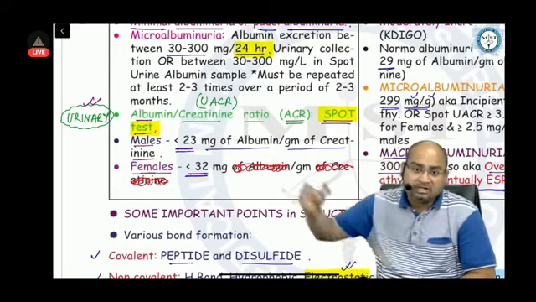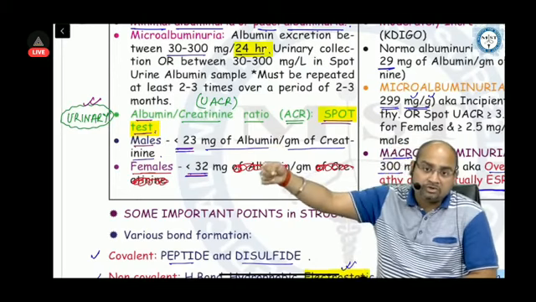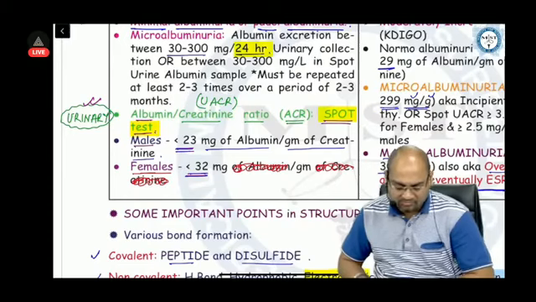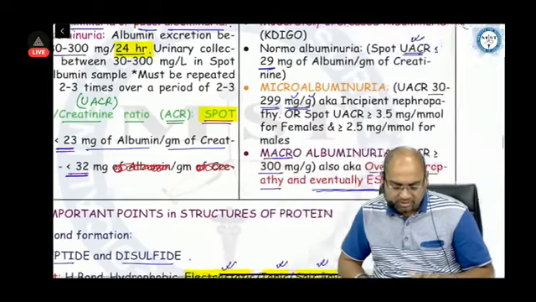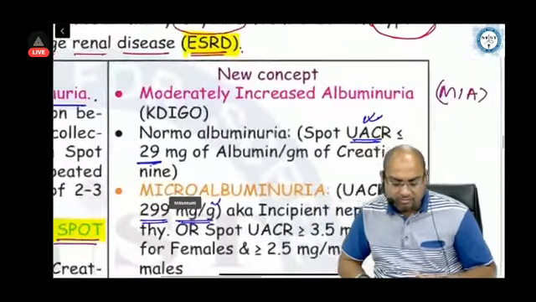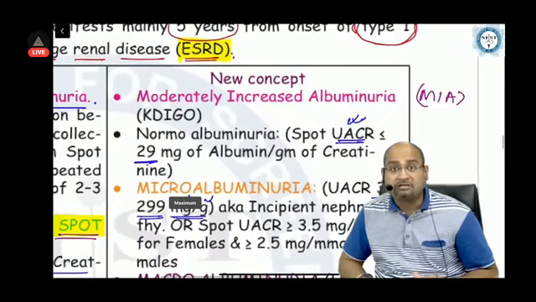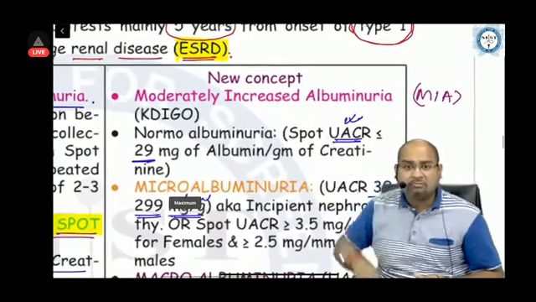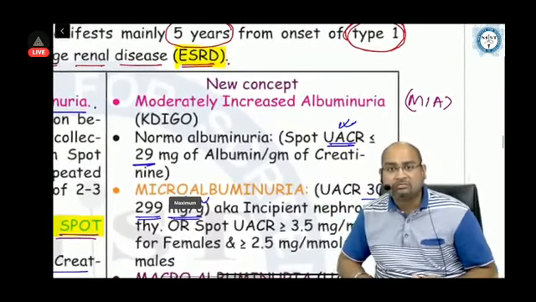milligram of albumin. Less than 23 in males, reverse it, less than 32 in females. Please try to understand this point. The new name of microalbuminuria is MIA. Please try to understand: moderately increased albuminuria.